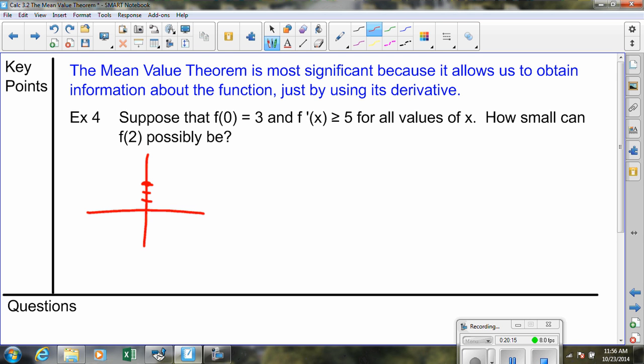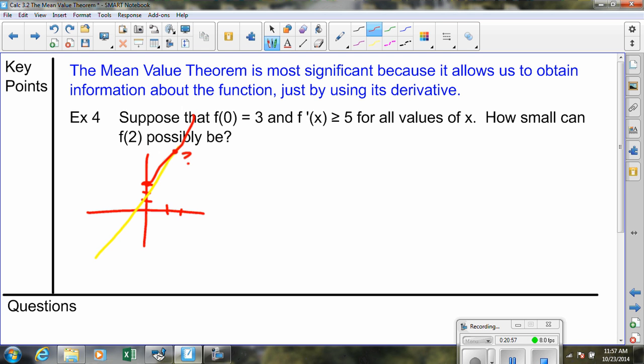Well, if the derivative is greater than 5 for all values of x, then it tells us if this is a slope of 5, we can never slow down. We're always going up at a faster rate than this one is. Well, if we are forced to go up at a faster rate, we would also then have 1, 2. What's the smallest value that could possibly be? We don't have an equation for f. We don't have any knowledge about it, but the mean value theorem will allow us to figure out what's the smallest possible height for that.